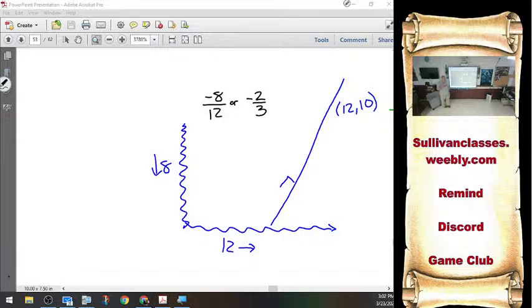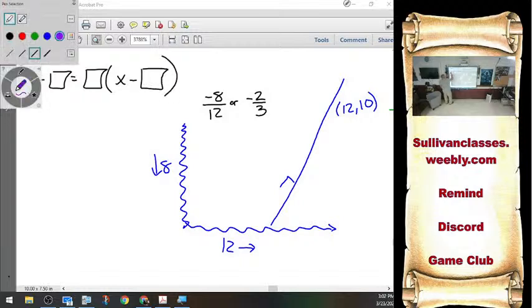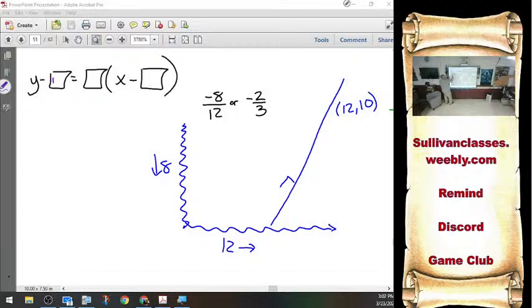Perpendicular. Flip it and negate it. 3 over 2. So I say y minus y1 is mx minus x1. Jam in y, x, and then I know negative 2/3 is perpendicular to 3/2.